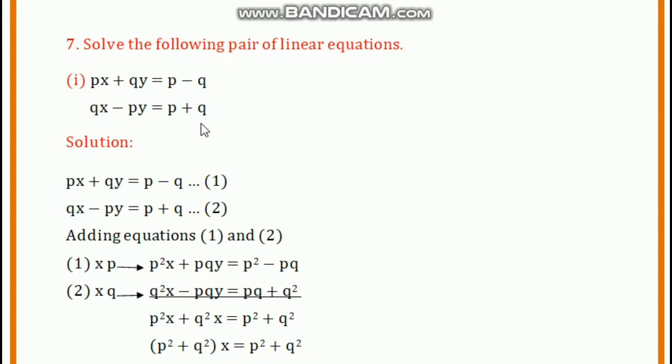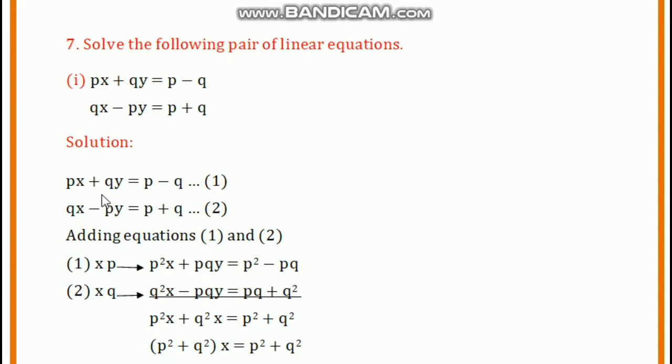Here the numerical coefficients contain variables, so it is totally different from other sums, but we are going to follow the same methods only. So let's discuss the question. We can take the first equation, and at the same time see the second equation, qx minus py equal to p plus q. Here I am going to use the elimination method because the given equations are in general form of linear equations.